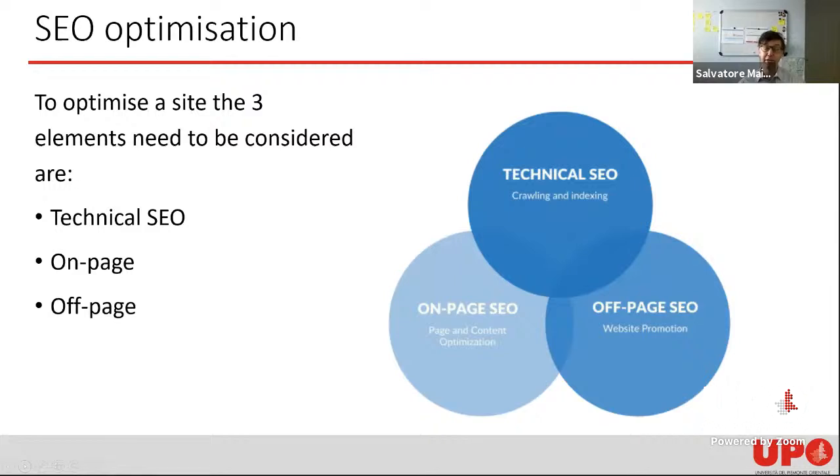Or not in your marketing mix, excuse me, in your communication mix. Now, there are three elements that are affecting the organic listing, hence the SEO. What we call technical SEO, on-page and off-page SEO. So we're going to cover some of these elements today.